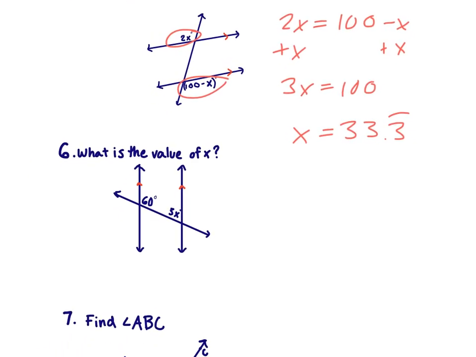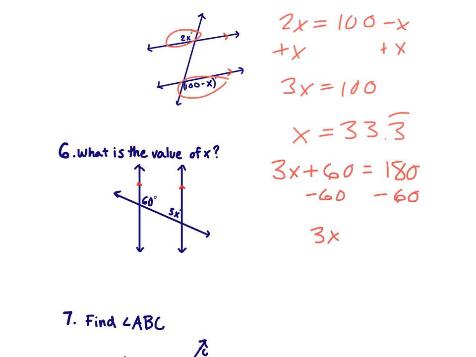Nickleen, what equation did you set up for number 6? 5x plus 60 equals 180. That's actually a 3x. It kind of looks like a 5, but it's supposed to be a 3. So 3x plus 60 is equal to 180. Because these are same side interior, so they are supplementary. So we add them and set them equal to 180. So we subtract 60.